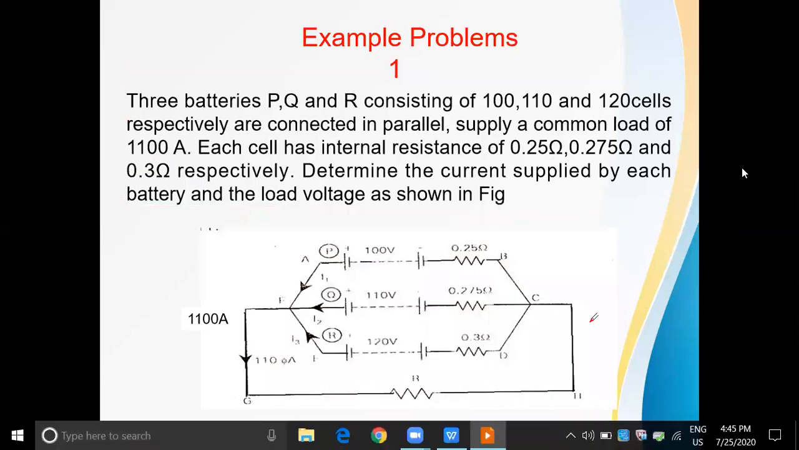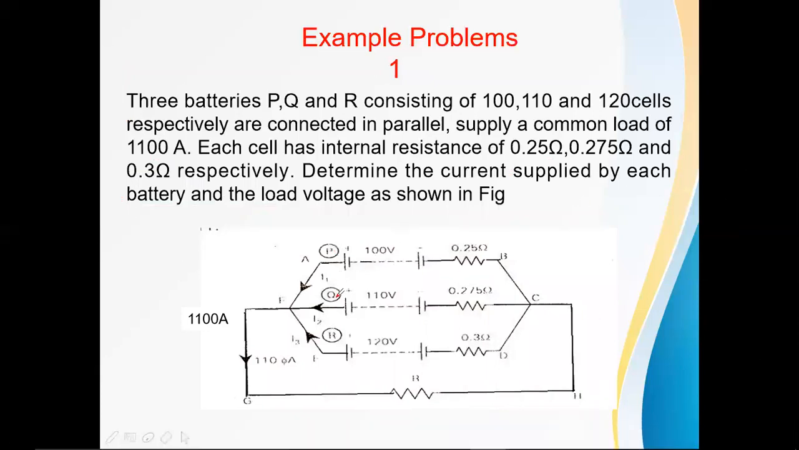In the problem, P, Q, R with 100, 110, 120 are clearly given. This is the battery, plus and minus, plus and minus, plus and minus, and these are the internal resistances 0.25, 0.275, 0.3. He gave nodes A, B, C, D up to H. Please try to remember these and observe the directions, which are also given. The directions are fixed, so the currents I1, I2, I3 are also fixed. Hence I equals I1 plus I2 plus I3, as per KCL. Okay, clear.